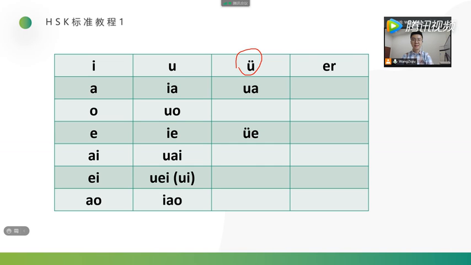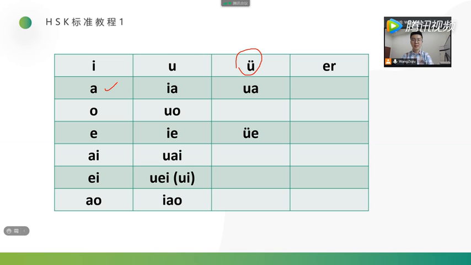E. See, the last part is ü. You just need to change the shape of your 2 lips. Don't move your tongue. Once again. E. The last part is ü. Okay, now let's go on.